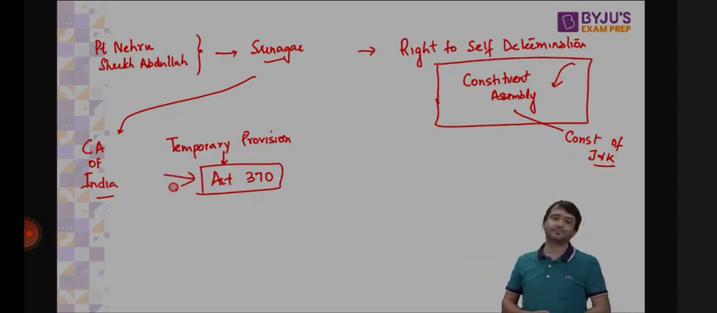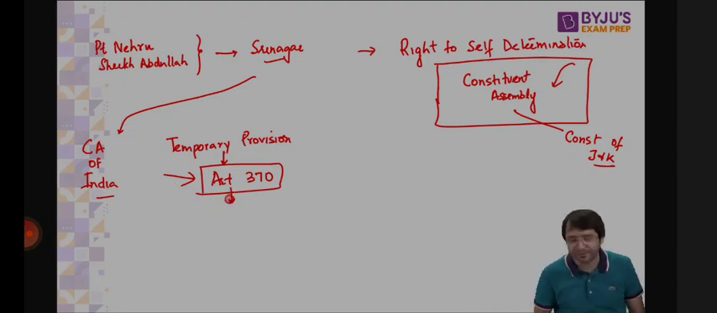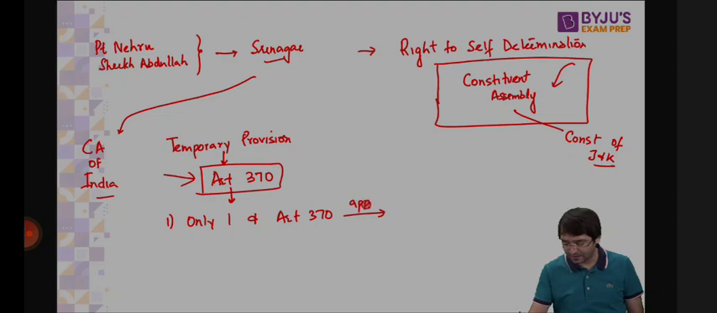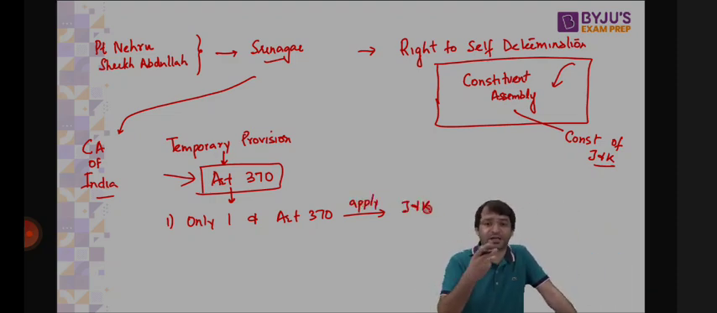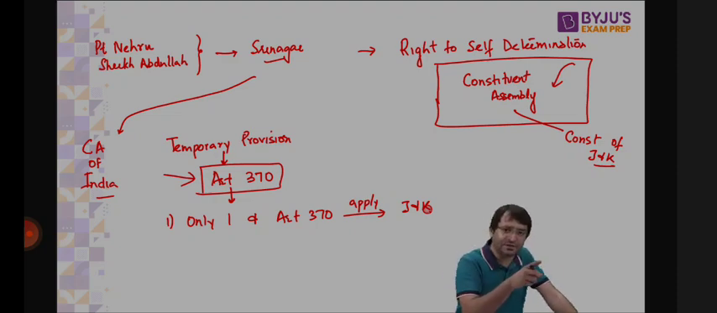And what is this Article 370? Number one, it says only Article 1 and Article 370 applies to Jammu and Kashmir. Article 1, which says India, that is Bharat, shall be a union of states. This term, union of states, includes Jammu and Kashmir. So Jammu and Kashmir is an integral part of India. Only these two articles of the Indian constitution will apply to Jammu and Kashmir.